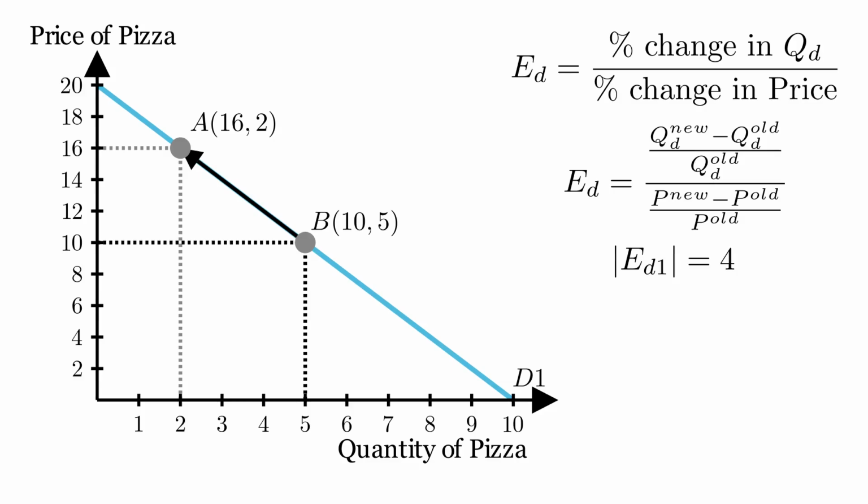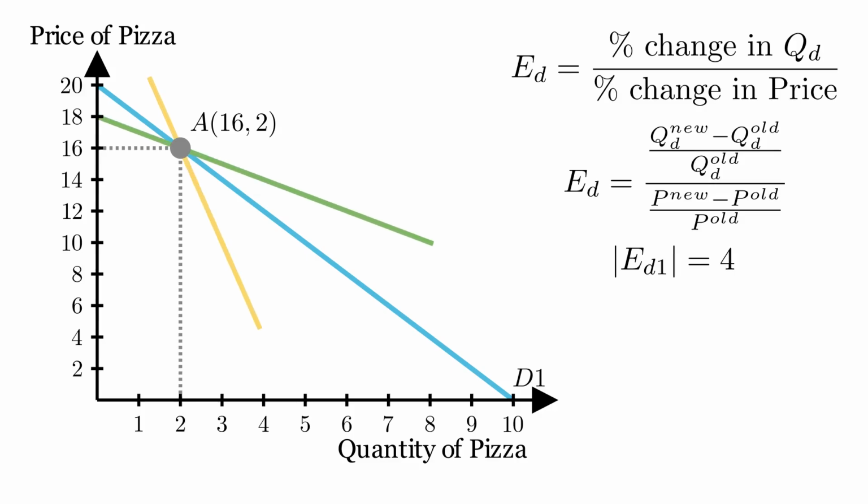Now let us examine how different demand curve shapes affect elasticity. We add two more downward sloping linear demand curves. D3, the yellow curve, is steeper than the other two curves, while D2, the green curve, is flatter than the other two curves. At this point, all three curves intersect and share the same price and quantity combination. The price is 16 and the quantity is 2.